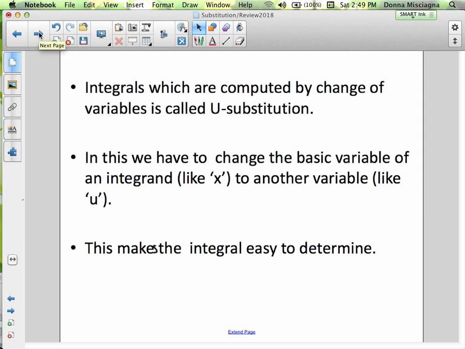Integrals which are computed by a change of variables are called u substitution. In this, we have to change the basic variable of an integrand, like x, to another variable, like u. This makes the integral easy to determine.